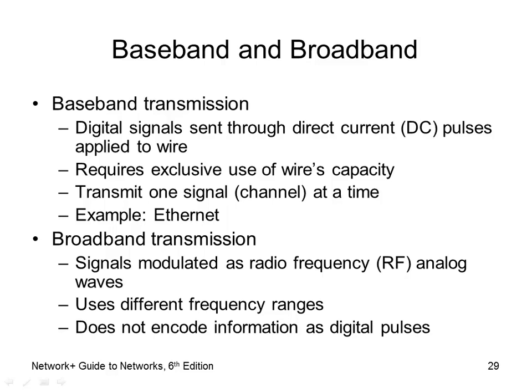The reason baseband is okay for Ethernet is that even though it sounds bad here because you say only one thing can be sent at a time, remember every computer in here's got a separate wire. So they're all able to communicate at the same time because they're all on separate wires.